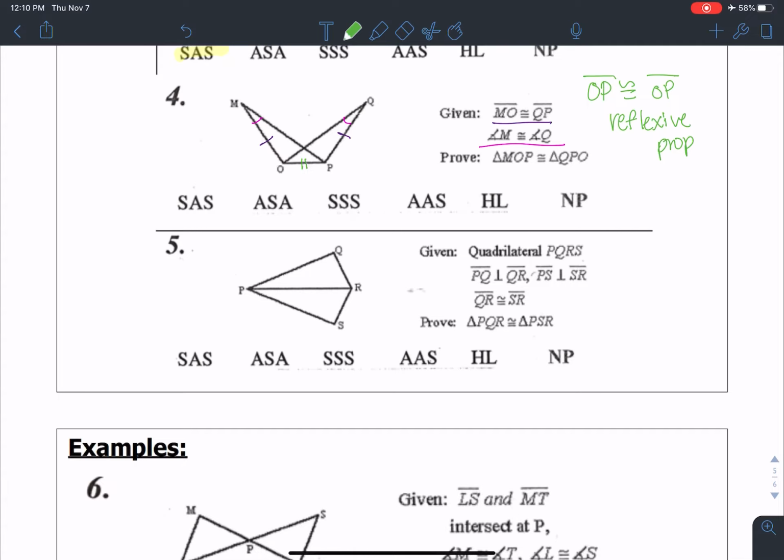And so I have a side and an angle, which, when we're trying to prove triangle congruence, we cannot use side, side, angle. So this one is not possible.